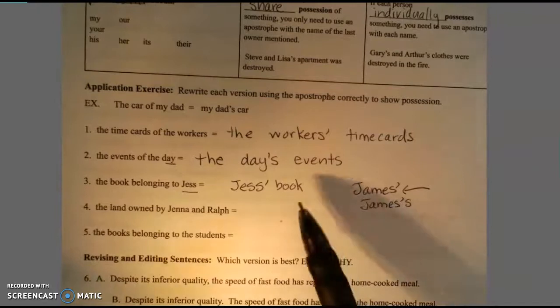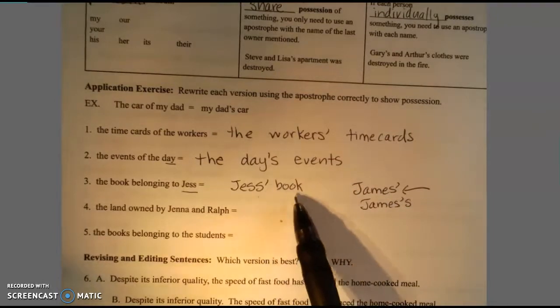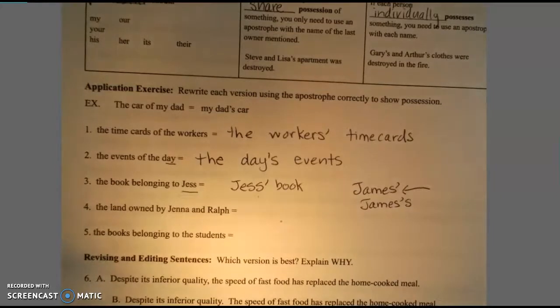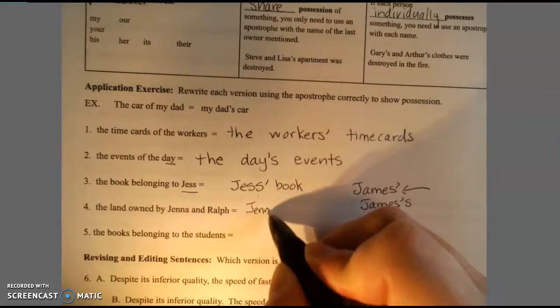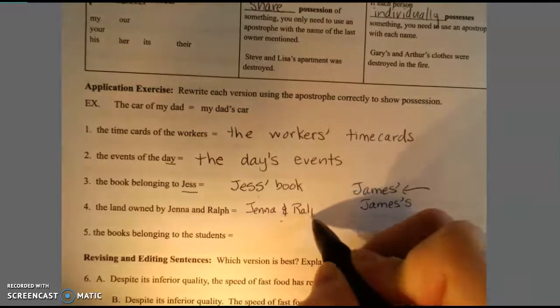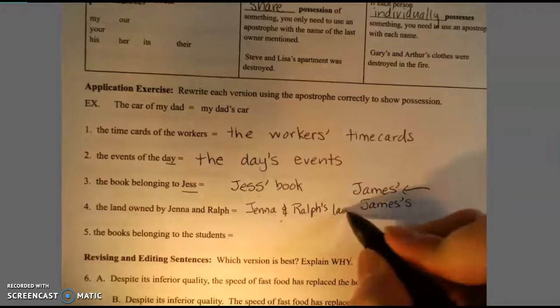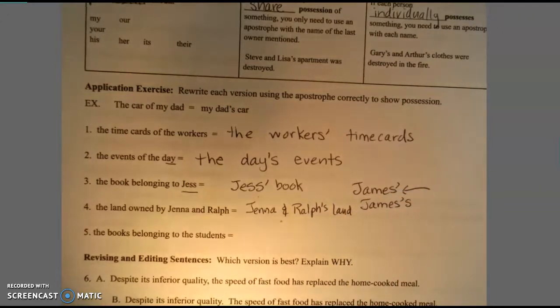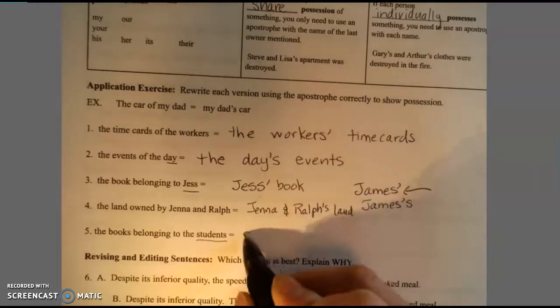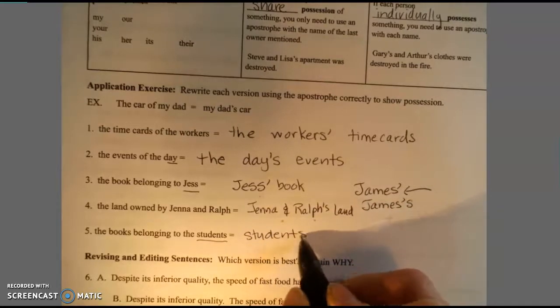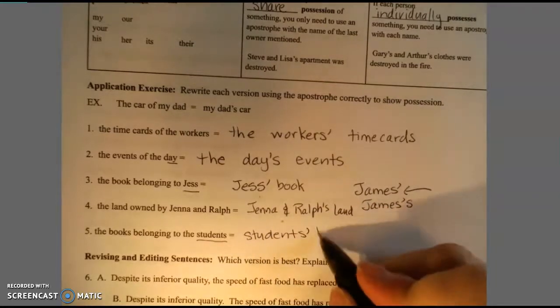And it would be Jess's book or Jess's books. It wouldn't matter how many books she owns. Jess is a singular noun. So ending in S, it gets an apostrophe at the end. Number 4, the land owned by Jenna and Ralph. They own it together. So it becomes Jenna and Ralph's land. Okay. Then number 5, the books belonging to the students. Students is plural. So it is students, S apostrophe, books.